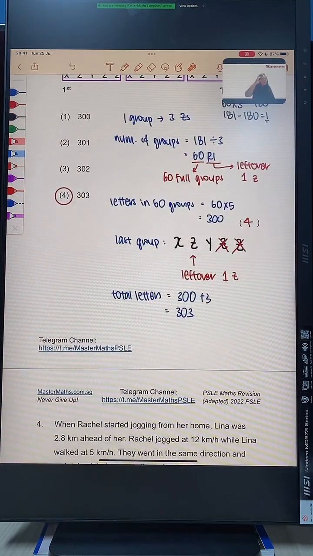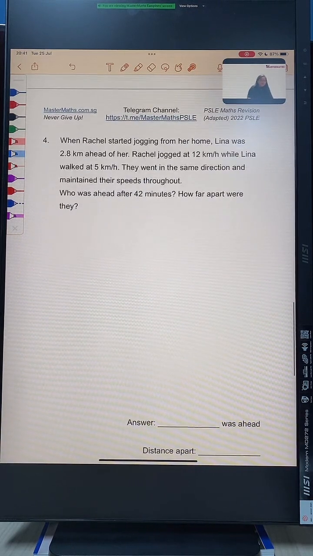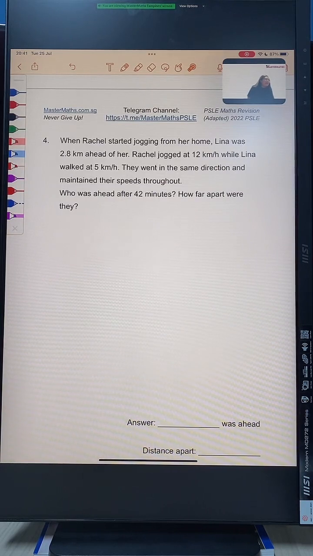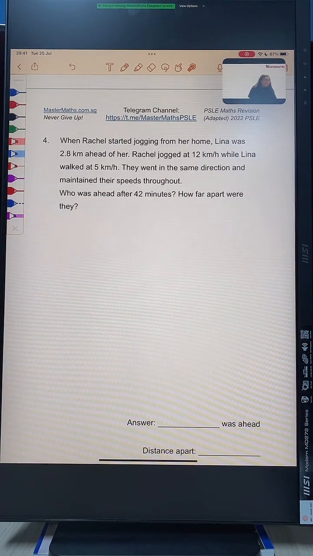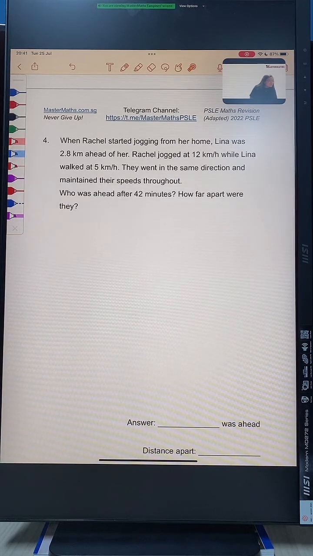Questions 4 and 5 are open-ended, but don't worry, they are not super duper challenging. Question 4 is a speed question. How many of you hate speed? Or rather, how many of you actually love speed questions? Sometimes only.